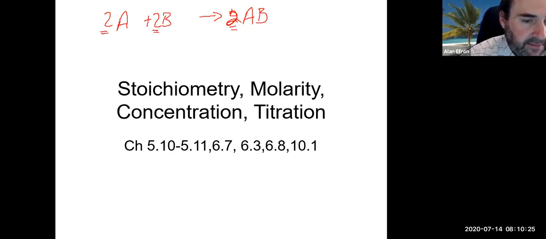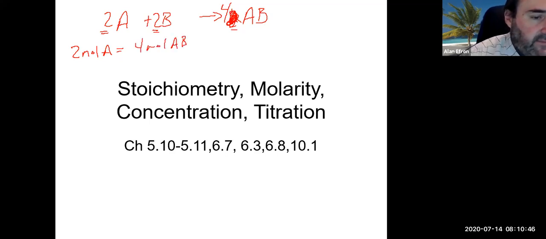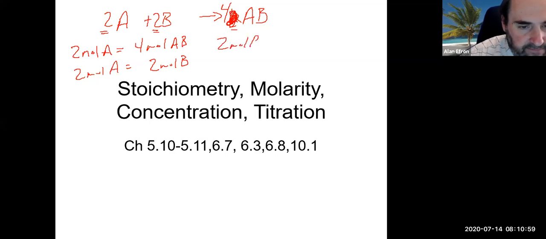So in this particular example, actually, let me switch it up a little bit. Let me make this a 4. We'll just pretend it's balanced. From this pretend balanced equation, we could say that for every 2 moles of A that we throw in there, we would get out 4 moles of AB. For every 2 moles of A we throw in there, we could get out 2 moles of B, again assuming all this is balanced. And for every 2 moles of B we throw in there, we could get out 4 moles of AB.